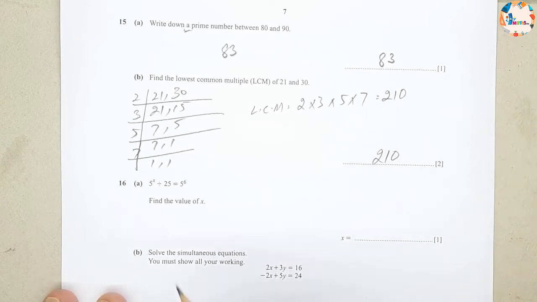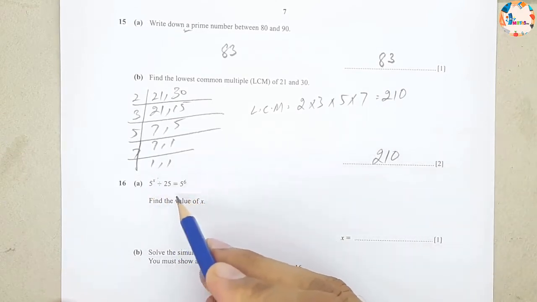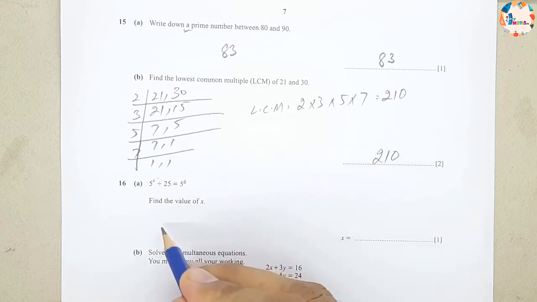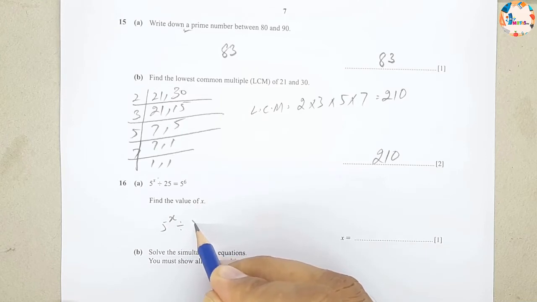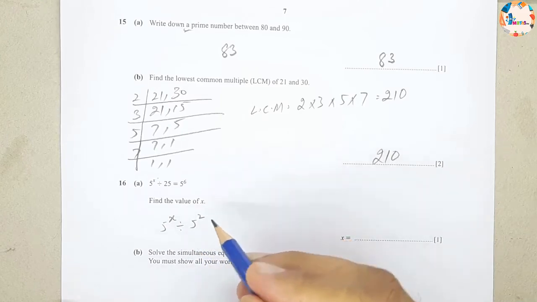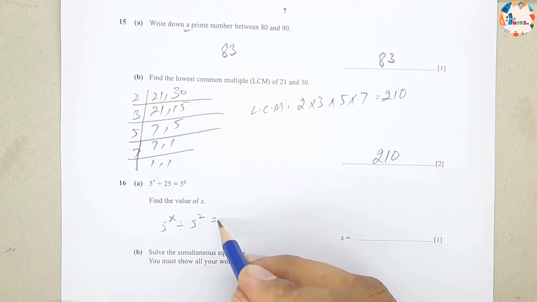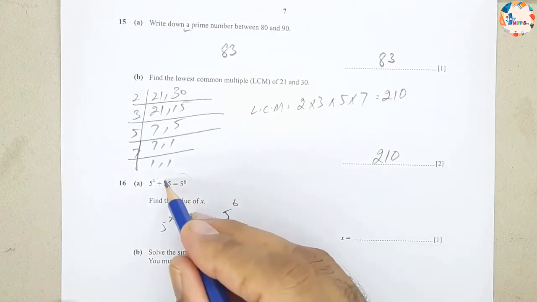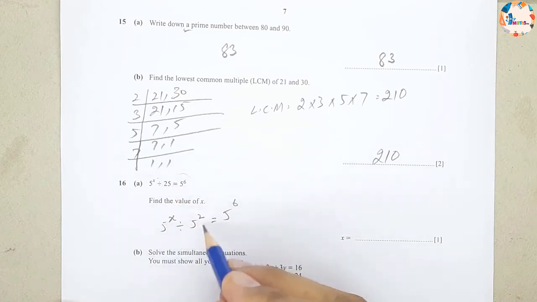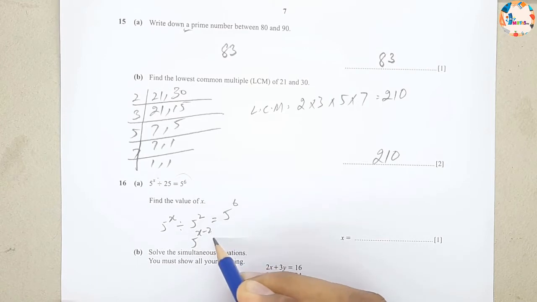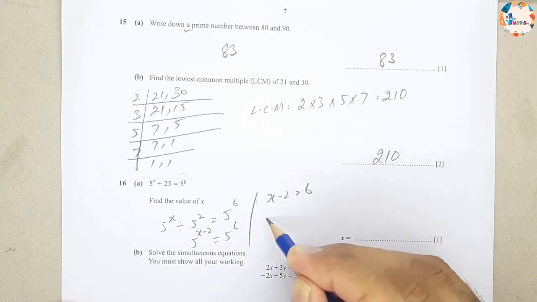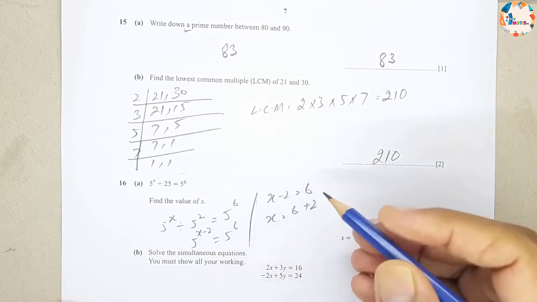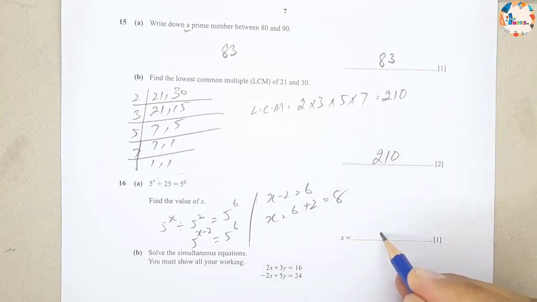Now question number 16, 5 raised to power x divided by 25 is equal to this, find the value. So what we can do, we can write it as 5 raised to power x divided by 5 raised to the power 2, which will be equal to 5 raised to power 6. We have written 25 as 5 raised to power 2, and this side will be 5 raised to power x minus 2 is equal to 5 raised to power 6. Bases are same, so this implies x minus 2 is equal to 6, and x is equal to 6 plus 2, which is equal to 8. So we can write x is equal to 8.